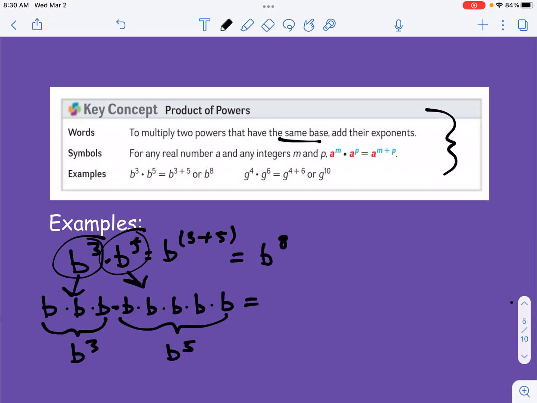Well, if you have them all written out like this, why wouldn't you just write it with one base instead of two bases? Then just count: 1, 2, 3, 4, 5, 6, 7, 8. And there you go. The fast way of doing this that somebody figured out probably pretty quickly is that, hey, instead of having to write everything out, if I know I'm multiplying two things and they have the same base, I can just add their exponents together, and we're in good shape. So that's the rule.